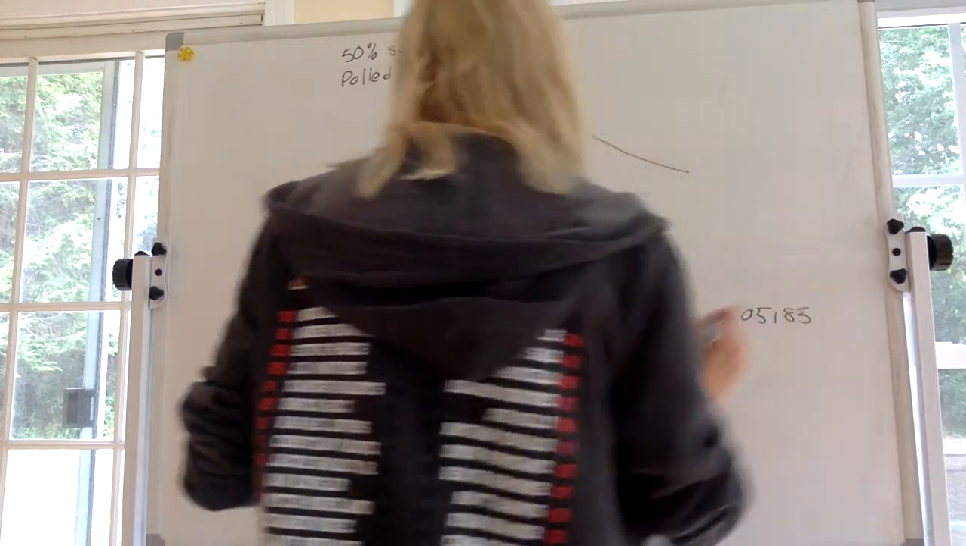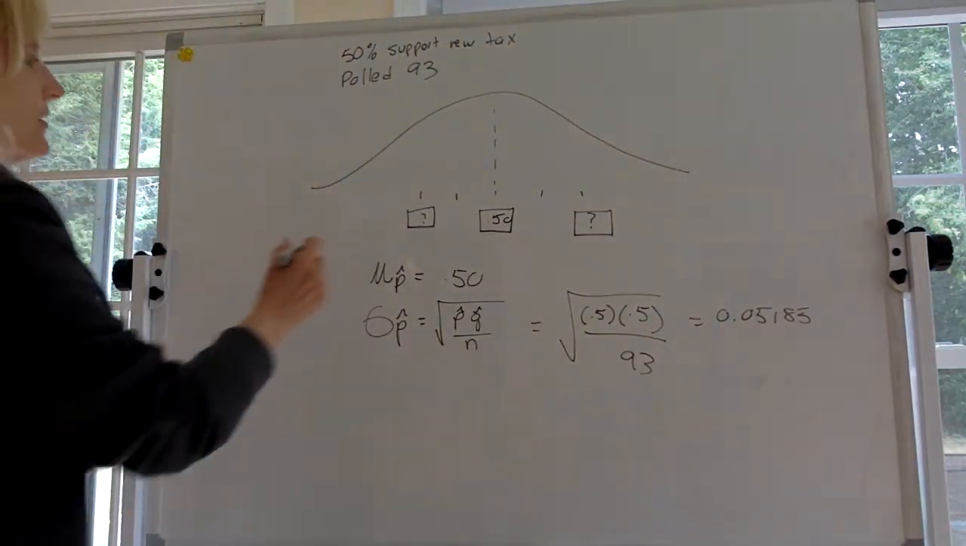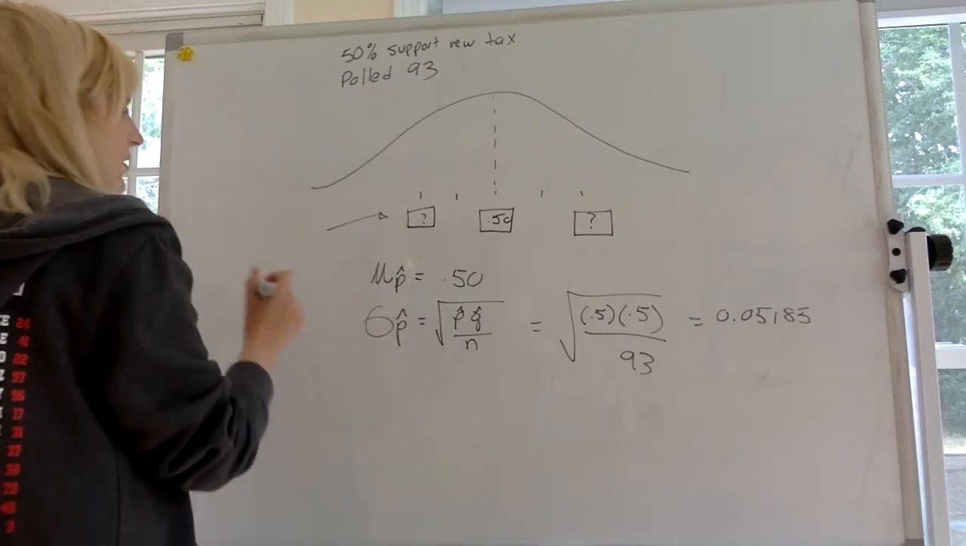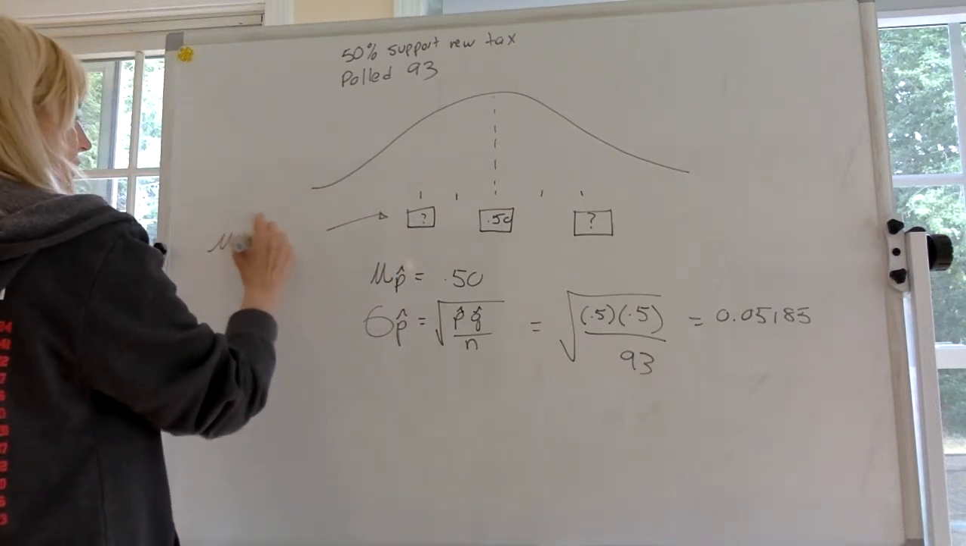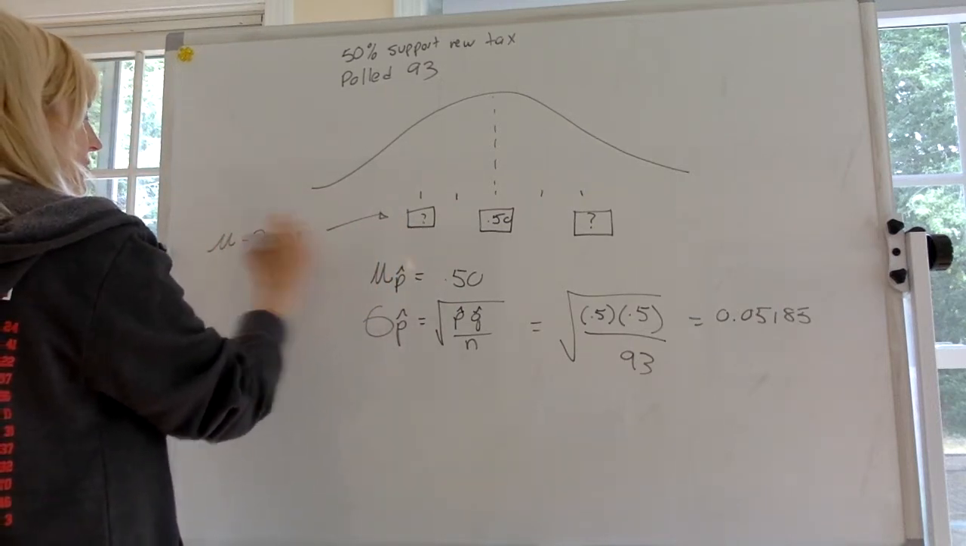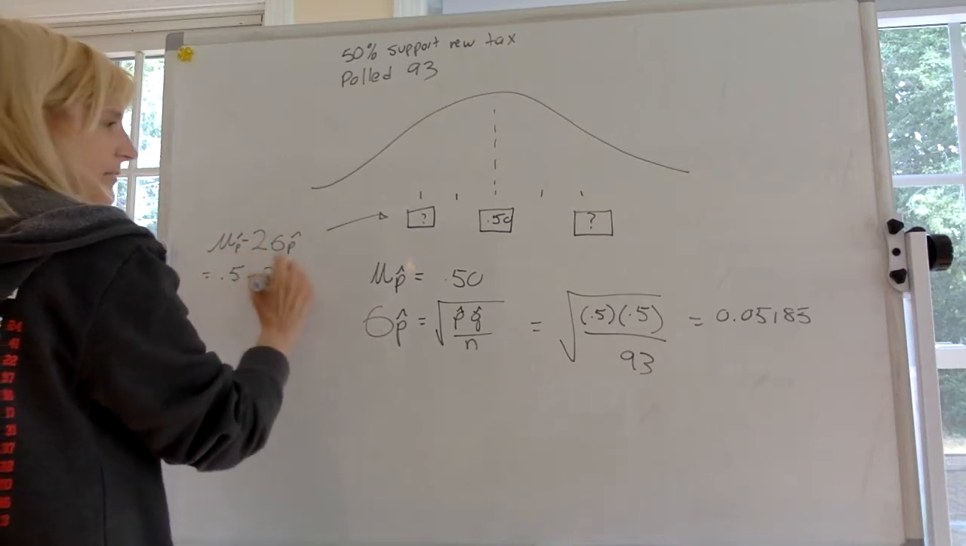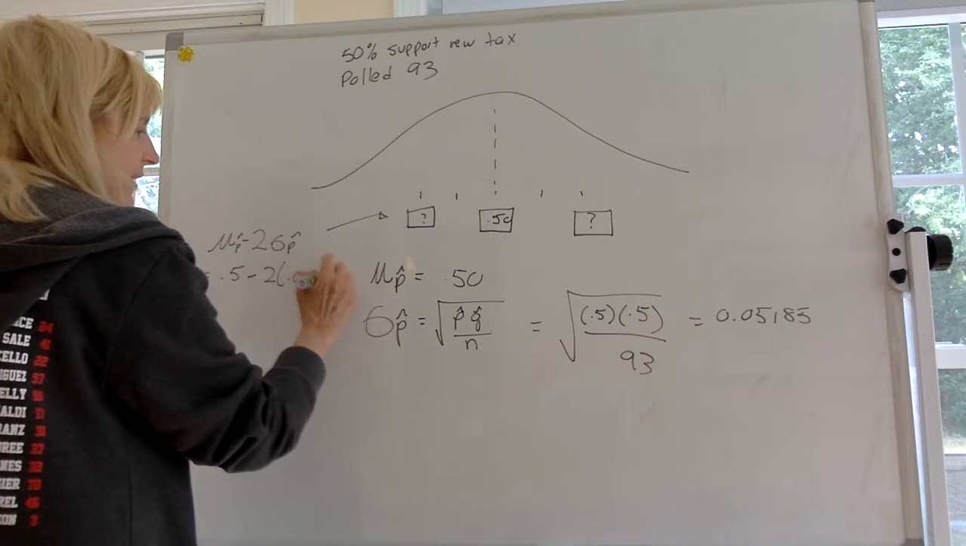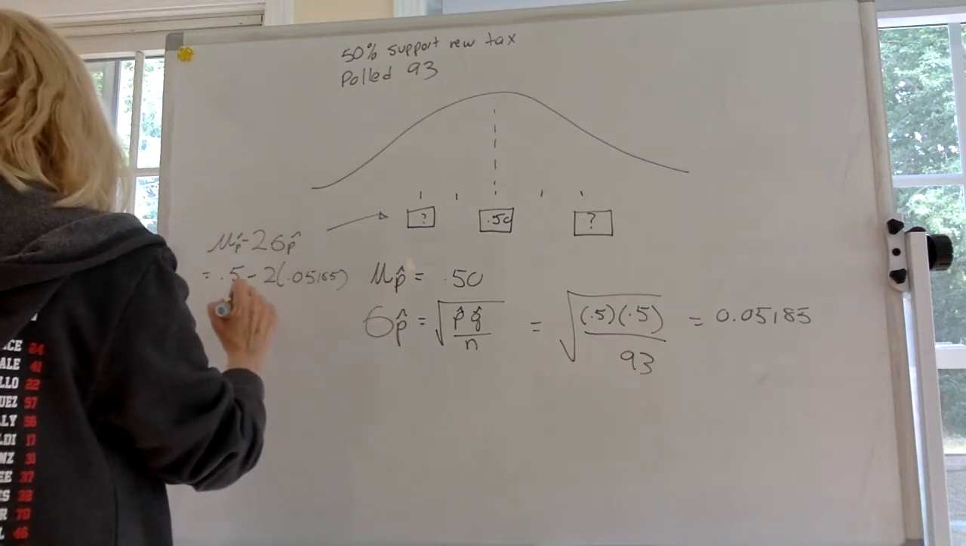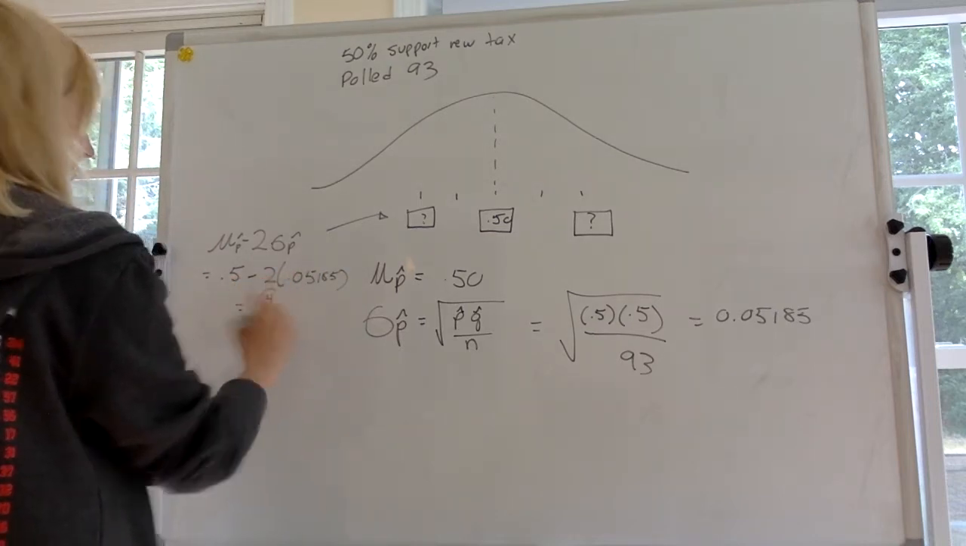And I got 0.05185. So now to find each one of these, this one over here is the mean minus 2 standard deviations. So it's 0.5 minus 2 times 0.05185. So I got 0.4.